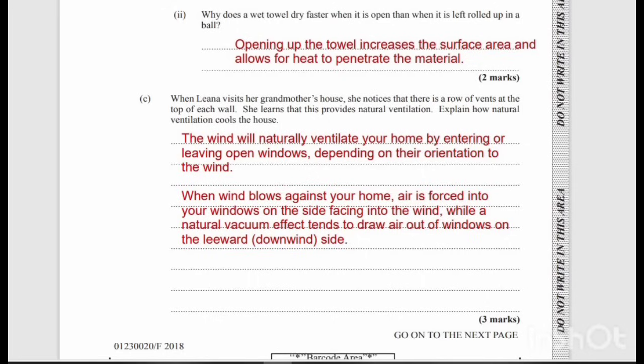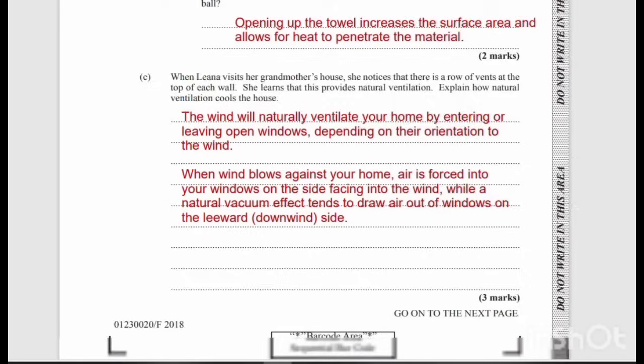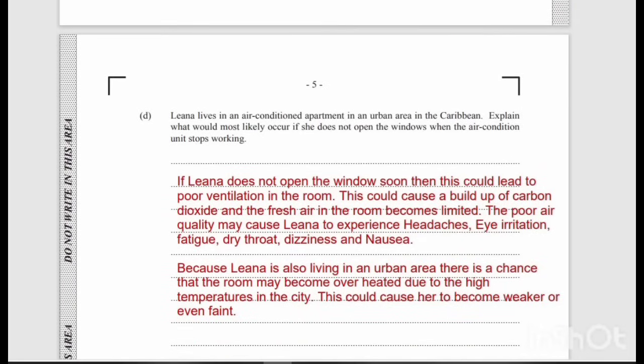Natural ventilation. The wind will naturally ventilate your home by entering or leaving through open windows, depending on the orientation to the wind. When the wind blows against your home, air is forced into your windows on the side facing the wind, while a natural vacuum effect tends to draw air out of windows on the leeward or the downward side. So that's why more air will pass through your home if you have 2 windows open on opposite sides of each other. So this is natural ventilation, and that would give you a total of 3 marks, guys.